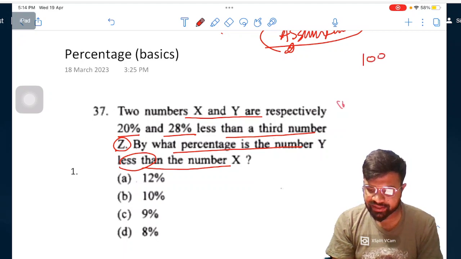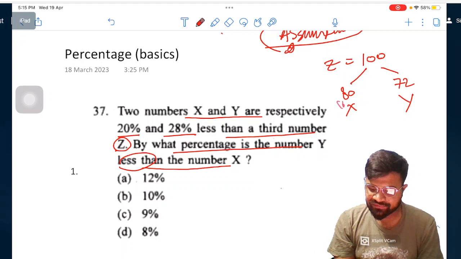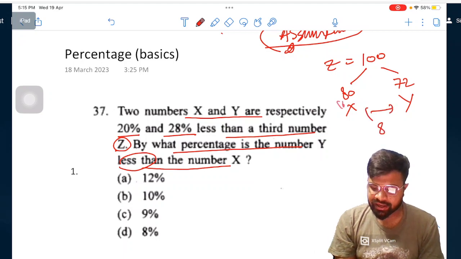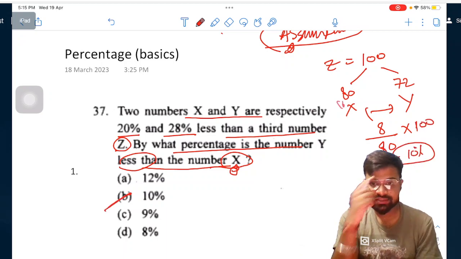So if you assume z as 100, then 20% less than z will be 80, that will be our x. 28% less than z will be 72, that will be our y. Now the difference between them is 8, and our new base is x, so 8 by 80 into 100, that is 10%. Quite a simple question.